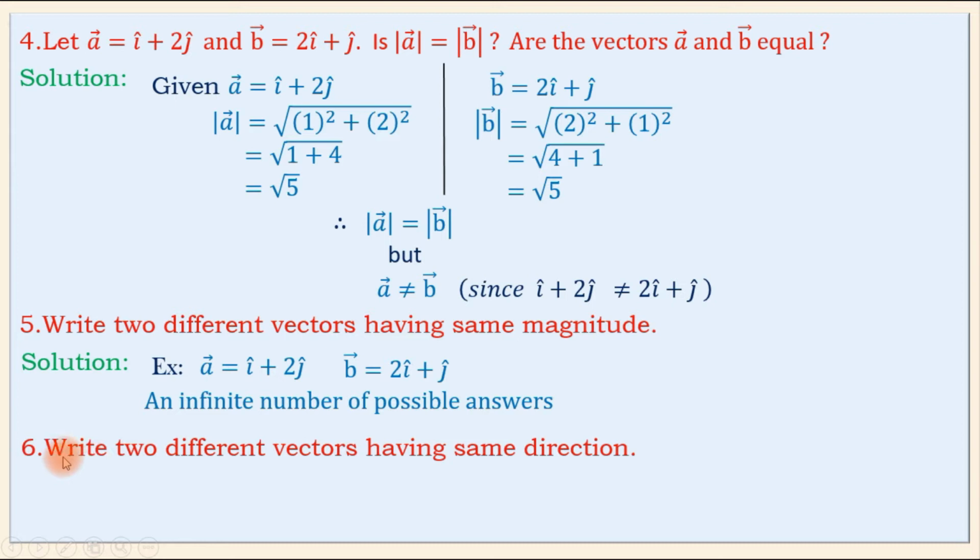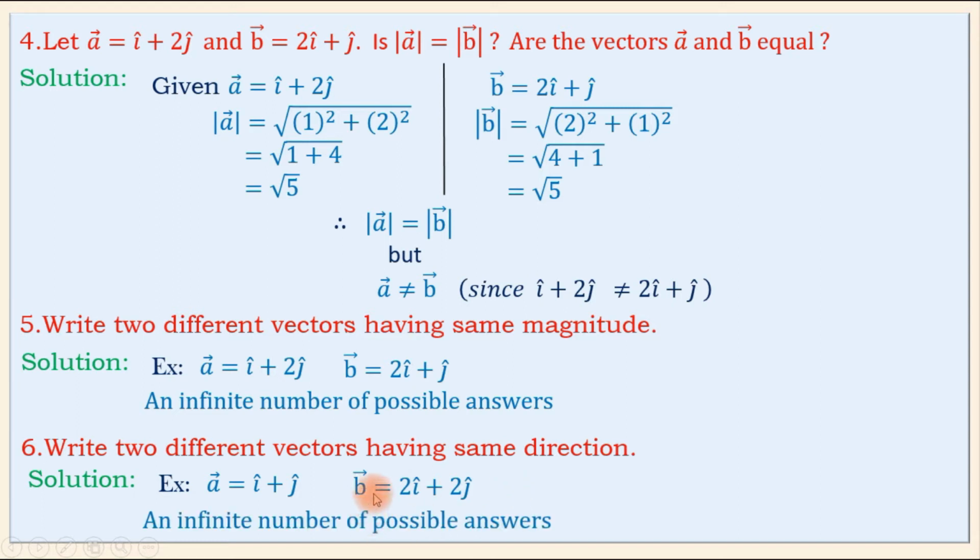Next, problem number 6. Write two different vectors having same direction. That means A vector equals i cap plus j cap, and we can take another vector parallel to this vector whose magnitude is different. So, I can multiply this vector with 2. That becomes B vector equals 2 i cap plus 2 j cap. Hence, these two vectors have same direction but magnitudes are different. Like this, we can give an infinite number of possible answers.